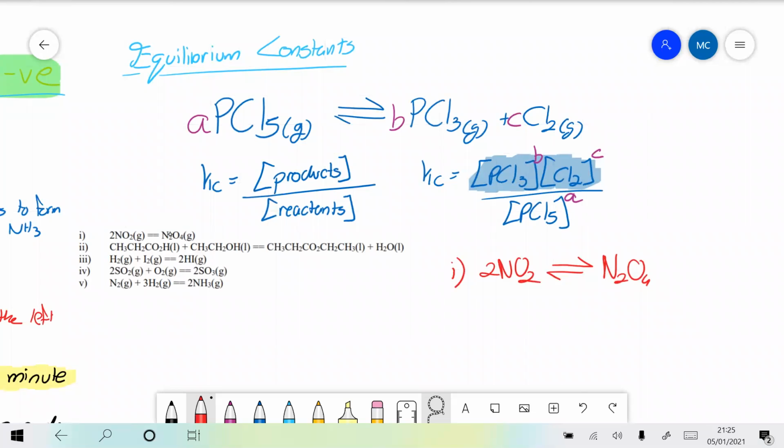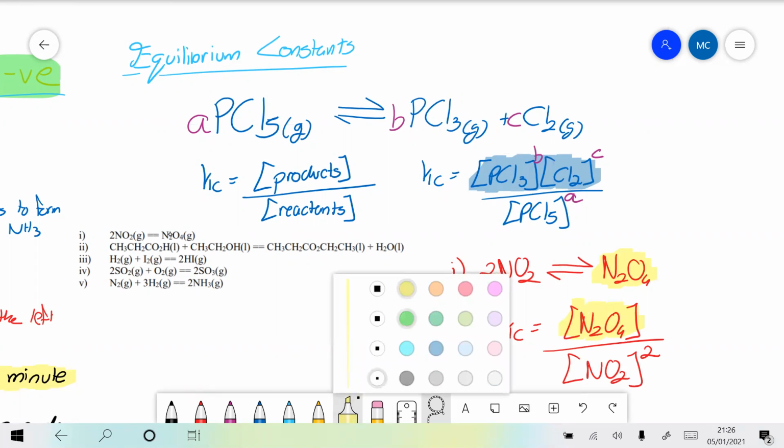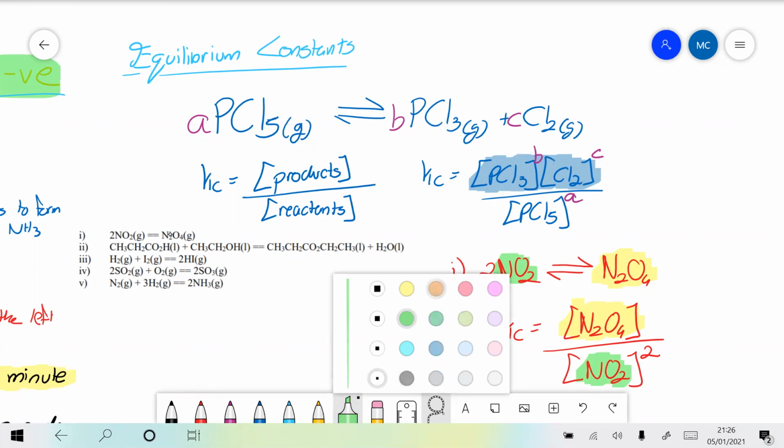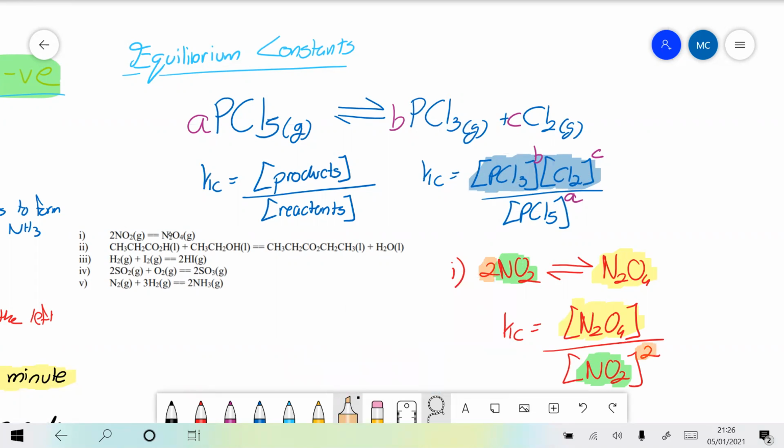So Kc is equal to products, which is N2O4, over the reactants. The product is N2O4, as we can see. Then you have the reactant being NO2, with the coefficient being 2. Therefore, the power will be to the power of 2.